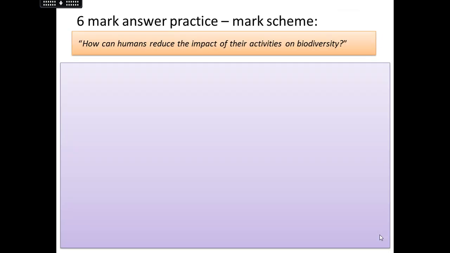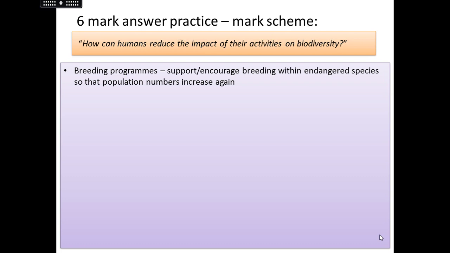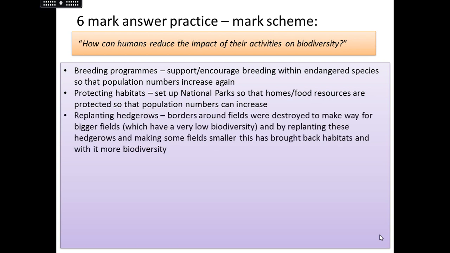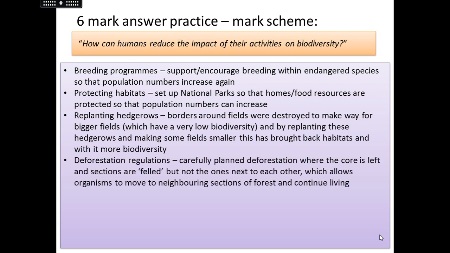So the sort of thing you probably wrote, or hopefully wrote, if you chose the breeding programs, is that it supports or encourages breeding within endangered species so that population numbers increase again. You could go on to then say, these animals could then be released into the wild and then hopefully they'll be able to sustain themselves. We protect our habitats these days, so we're setting up national parks so that the homes, or habitats, and food resources are all protected. We're replanting our hedgerows so that the borders around the fields are replanted, bringing back habitats and a little bit more biodiversity in that area again.